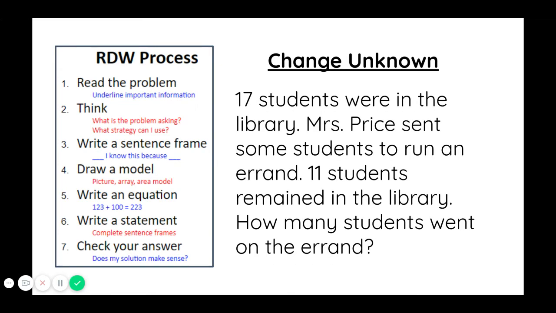This is an example of a change unknown problem we did earlier this year. 17 students were in the library. Mrs. Price sent some students to run an errand. 11 students remained in the library. How many students went on the errand? So what is unknown is how many students Mrs. Price sent to run the errand. It says some, so that's the number that we have to solve. So in order to do this, we're going to subtract 17 minus 11, and we find out that there were 6 students sent to run the errand.